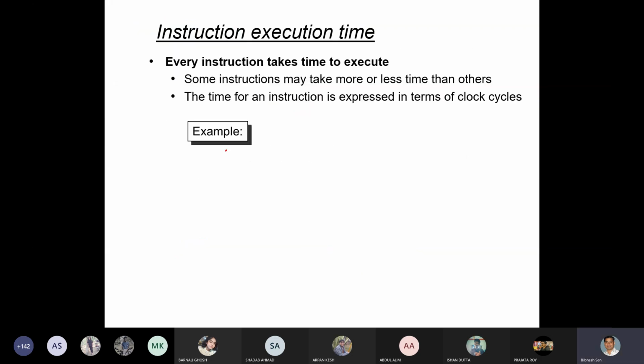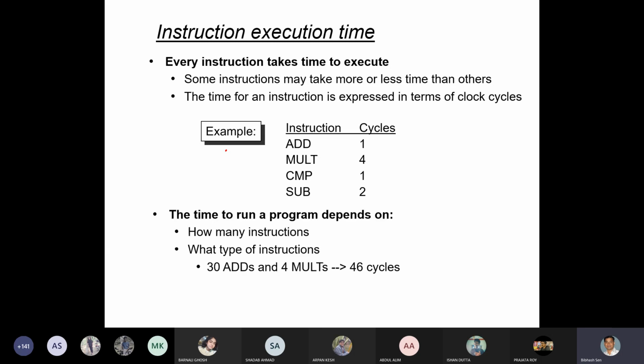Now execution time: every instruction takes time to execute. We have given some data here. Some instructions may take more or less time than others. The time for an instruction is expressed in terms of clock cycles. So suppose add requires 1 clock cycle, multiply requires 4 clock cycles, compare requires 1 clock cycle, and subtraction requires 2 clock cycles. These are the clock cycles I have given.